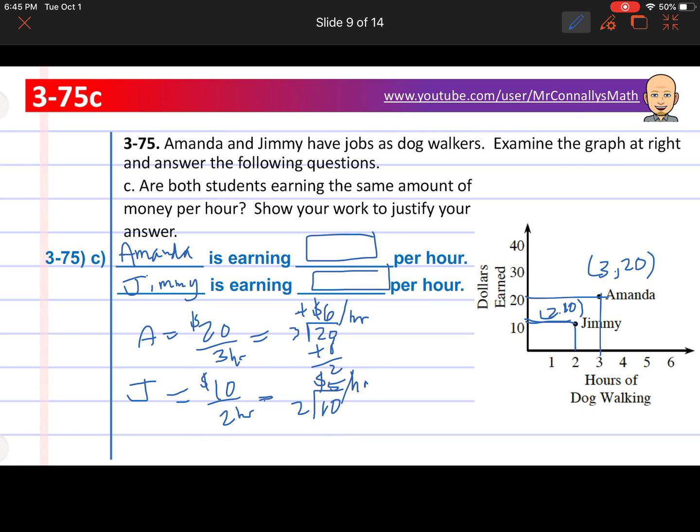So are they making the same? The answer is, we can clearly see that no. They are not making the same. Amanda is making just a little bit more, about $1 more, a little over $1 more per hour. Okay, finish that one up and let's move on.